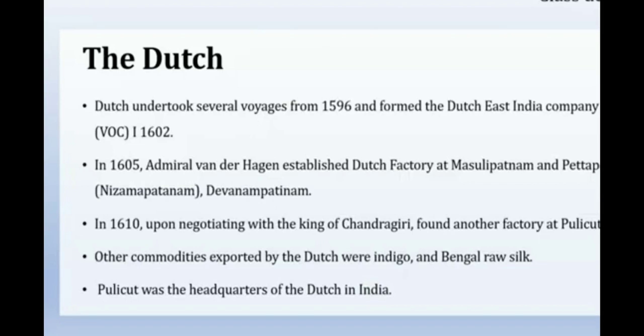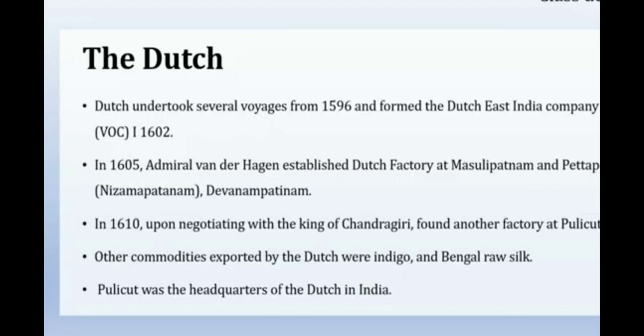Next, in 1610, the King of Chandragiri founded another factory at Pulicket. He started another factory at Pulicket. Next, the commodities exported by the Dutch, what are the things they exported from our country to their country? Indigo and Bengal raw silk.